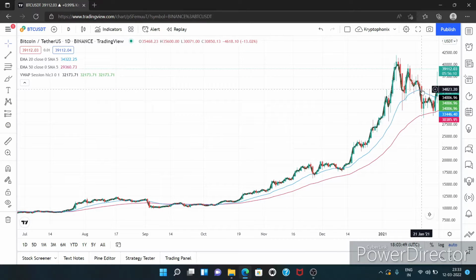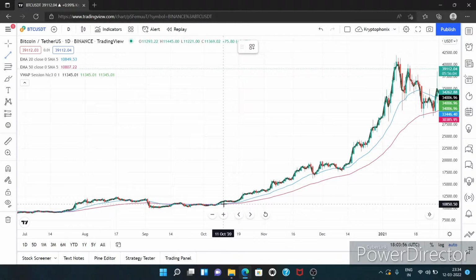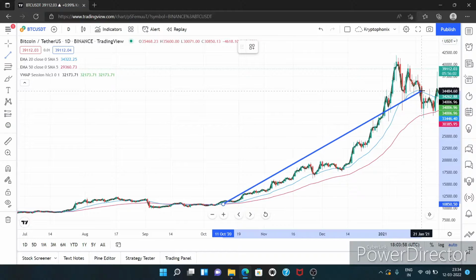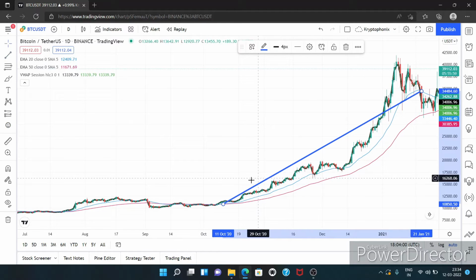Okay, now at this point over here, a breach was observed. The 20 EMA was breached by the candle. So this is the point of our exit. A very good up move was seen from this point.